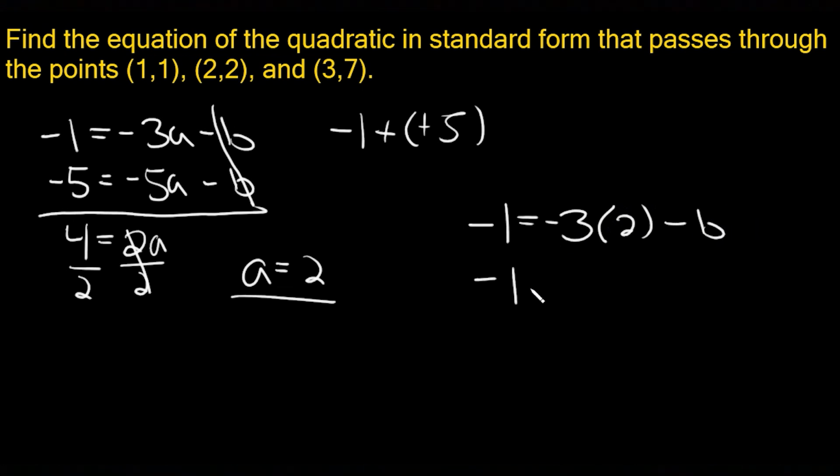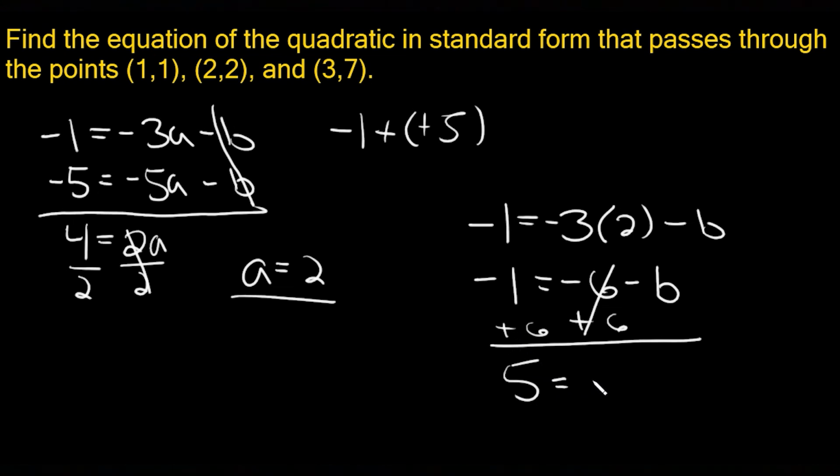So I'll get negative 1 equal to negative 6 minus b. I have to add 6 on both sides. Almost done. Negative 1 plus 6, that will give me positive 5, equal to negative b, meaning b is going to be equal to negative 5. Okay, so a is equal to 2, b is equal to negative 5.